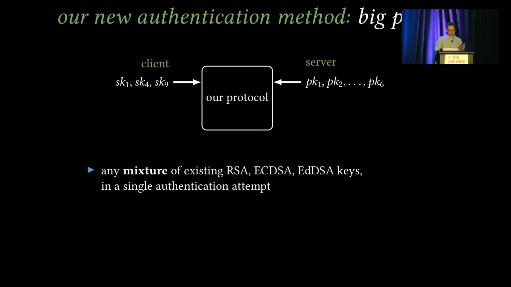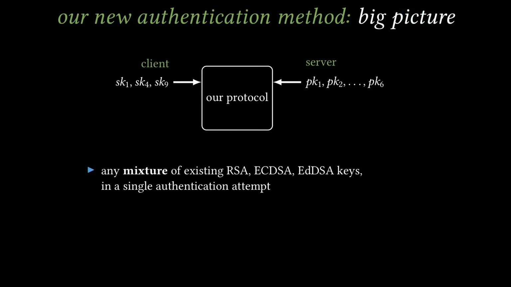So the client has a set of secret keys that it knows, and the server has a set of public keys that it considers to be authorized. And these can be a mixture of different flavors of RSA keys in a single interaction. And so in the notation here, I'm imagining that SK1 is the key that goes with PK1, and SK4 is the key that goes with PK4.